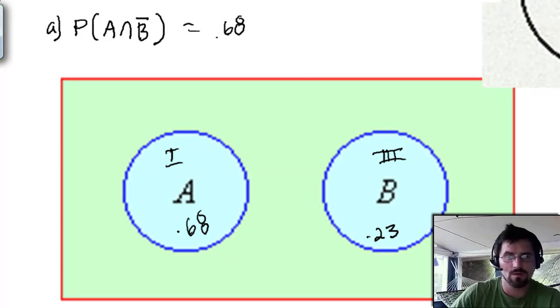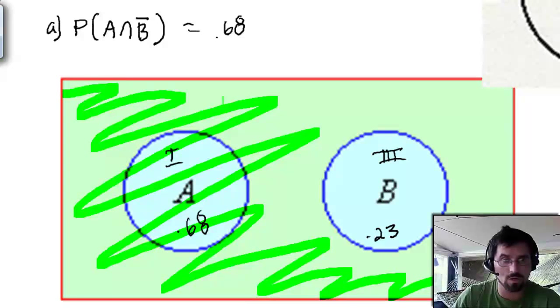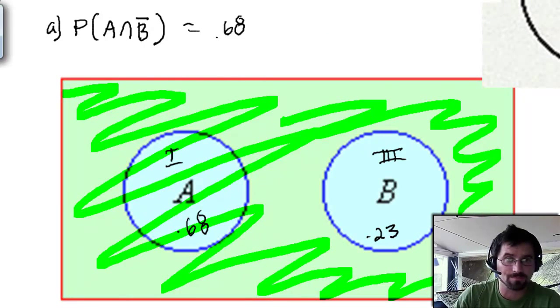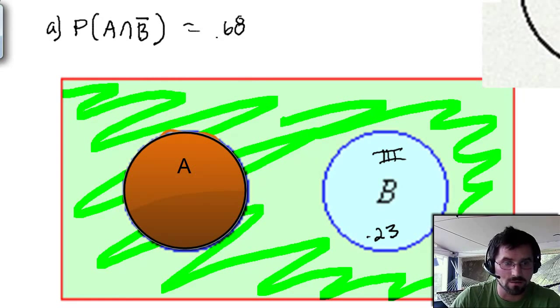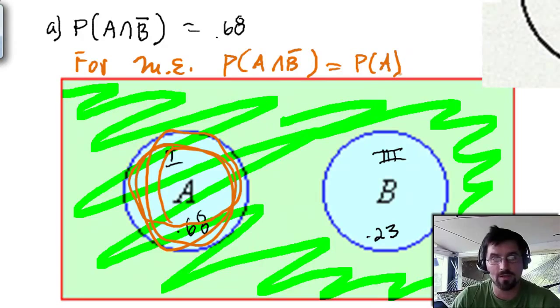How can I show that? Alright, if we're not in B, we're anywhere outside of B, and that includes A, doesn't it? So if we're looking for the intersection of A, which is inside the circle, and not B, which is everything I just shaded in green, the answer is they intersect in here. So that's just A. For a mutually exclusive event, P of A intersect not B is P of A. Okay? And it goes the same thing. P of B intersect not A is just P of B.